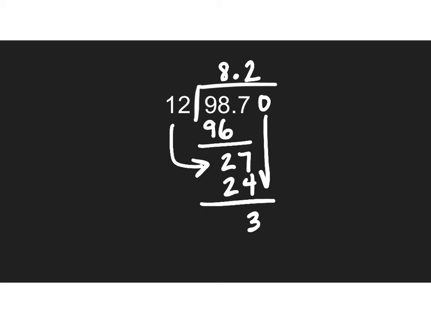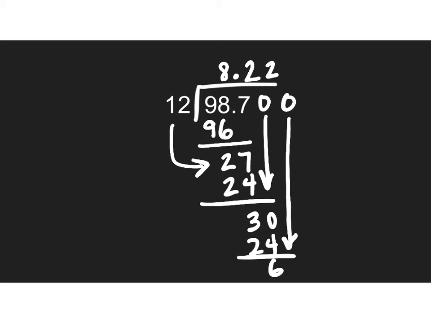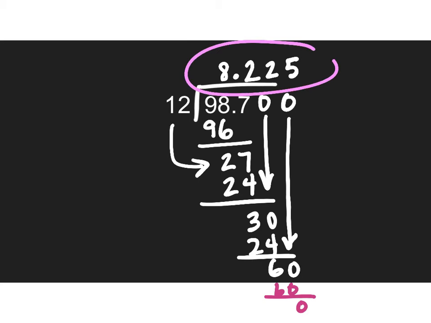I'm going to go ahead and bring down a 0 just to see where I go with this. 12 goes into 30. I know it can't be 3 times. That would put me over, so I'm going to say 2. And 2 times 12 is 24, and then I end up with 6. I'm going to go one more time because I see this is going to work out perfectly. Bring down my 0. 12 goes into 60 5 times, and 5 times 12 is 60, which leaves me with a remainder of 0. My quotient in this case is 8 and 225 thousandths.